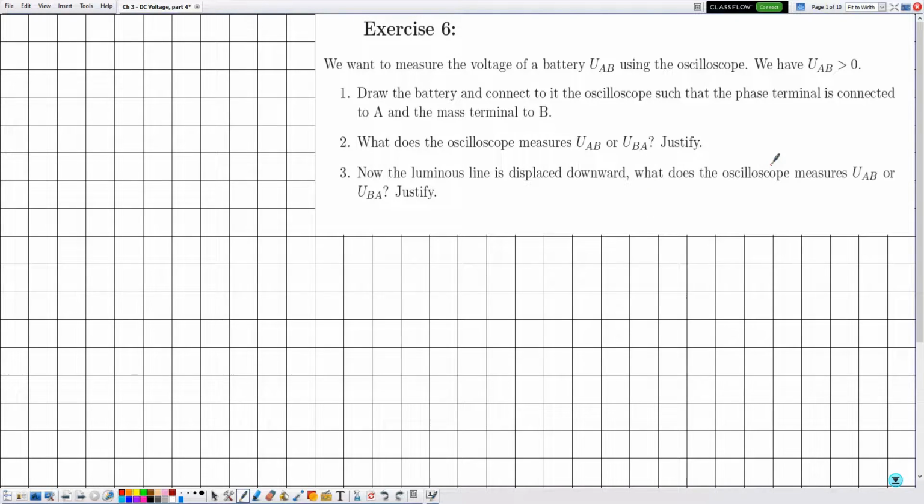We want to measure the voltage of a battery UAB using the oscilloscope. We have that UAB is positive, and this is important. Now in number 1, they are telling me to draw the battery. So this is the battery.